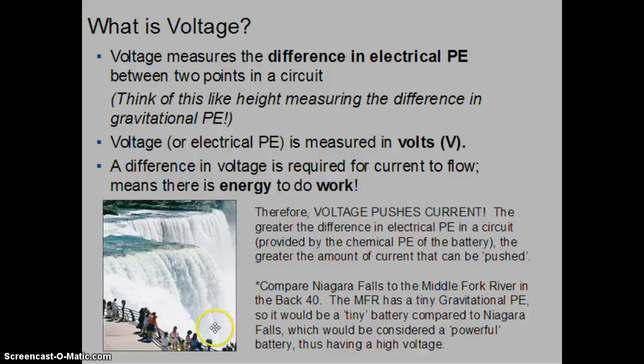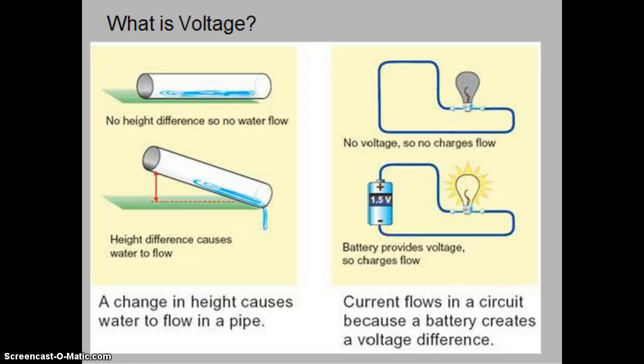And be sure to read this passage here. We're comparing the Middle Fork River to Niagara Falls. Niagara Falls has a very, very steep drop, where the Middle Fork River has a very, very tiny drop in its flow. Here we can see there's no height difference, so no current, there's no potential difference. Here I've got some amount of potential difference, so therefore this is the equivalent of current flowing.